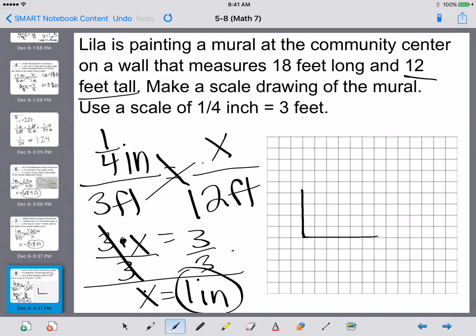And then we just have to close up our wall, and that was not very perfect. Sorry, my alignment's off. But there we go. There's a scale model of that community center mural.